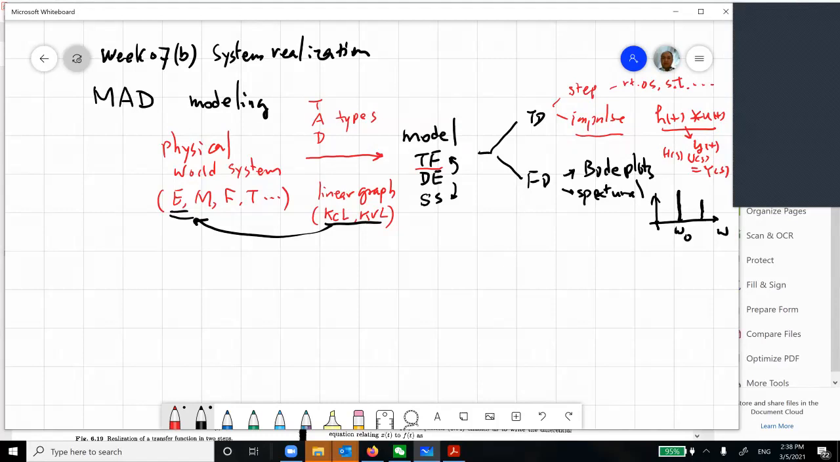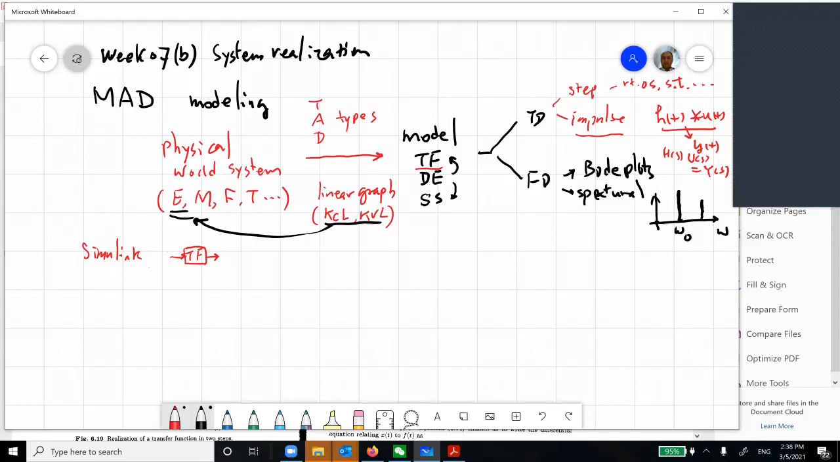But why do we need to talk about realization? You have actually already used realization in Simulink. In Simulink, you can already put a transfer function into a block.